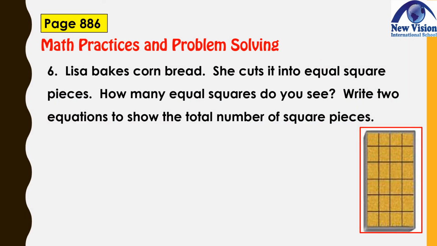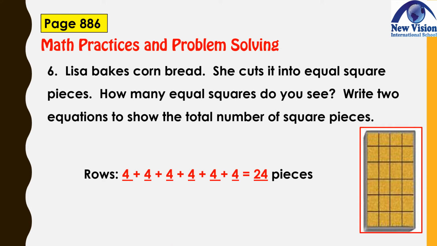For your math practices and problem solving, please open your book on page 886. Let us answer number 6. Lisa bakes cornbread. She cuts it into equal square pieces. How many equal squares do you see? Write 2 equations to show the total number of square pieces.